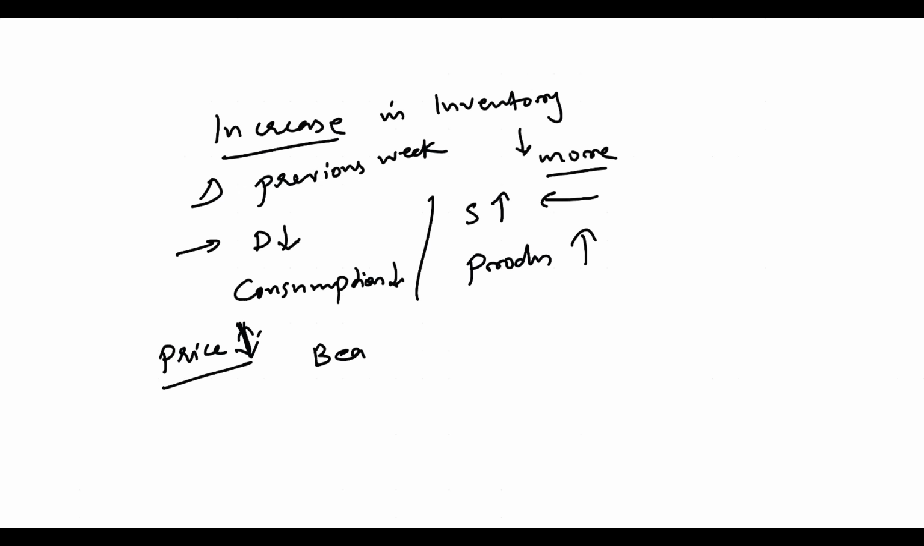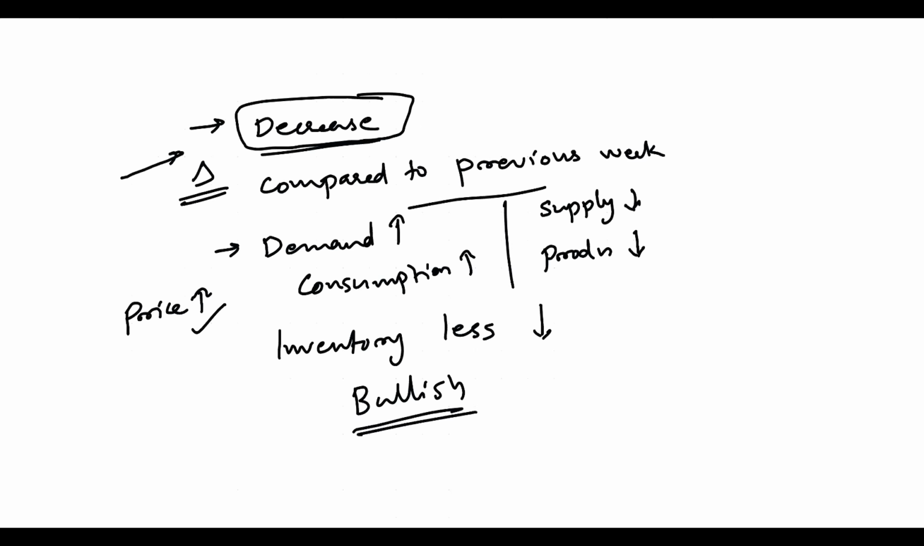So this is what you need to understand. Increase in inventory or more inventory, it is bearish. Decrease in inventory or less inventory, it is bullish. So this is showing the decreasing scenario. You can see here decrease in inventory, which is bullish. This is increase in inventory. As you see here, it is bearish.